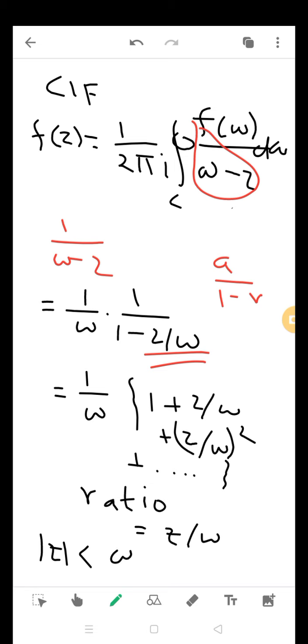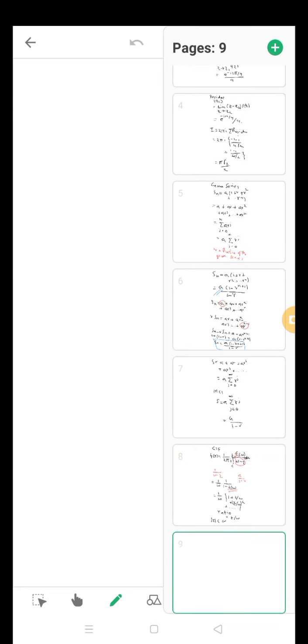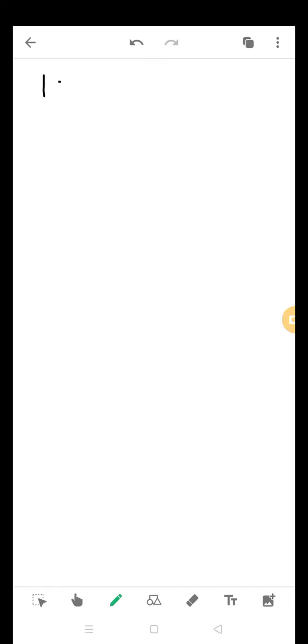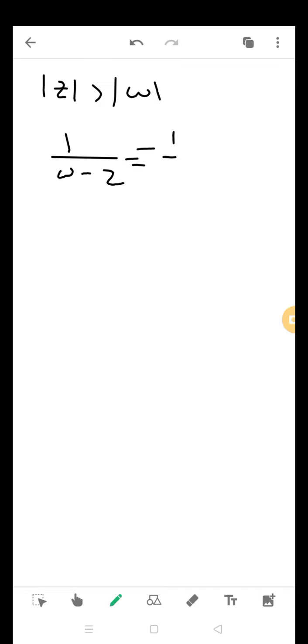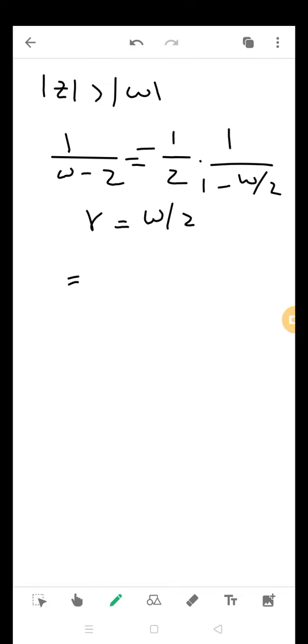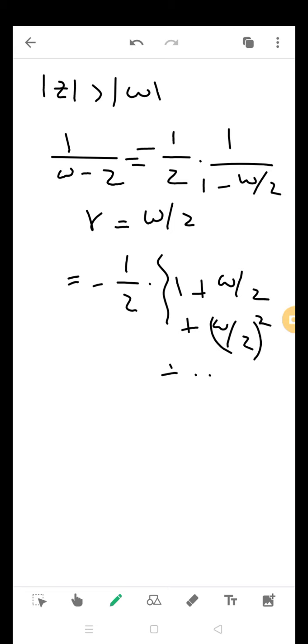Now if it is the opposite case, if the modulus of z is greater than the modulus of omega, then instead of writing as in the previous case, we can expand 1 by omega minus z as equal to minus 1 by z into 1 by 1 minus omega by z. So here the ratio is now omega by z, so this gets expanded into minus 1 by z into 1 plus omega by z plus omega by z whole square, and the series continues.